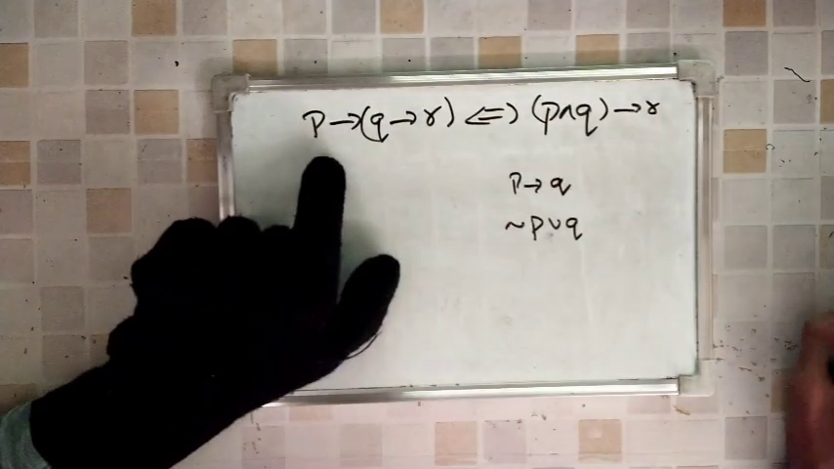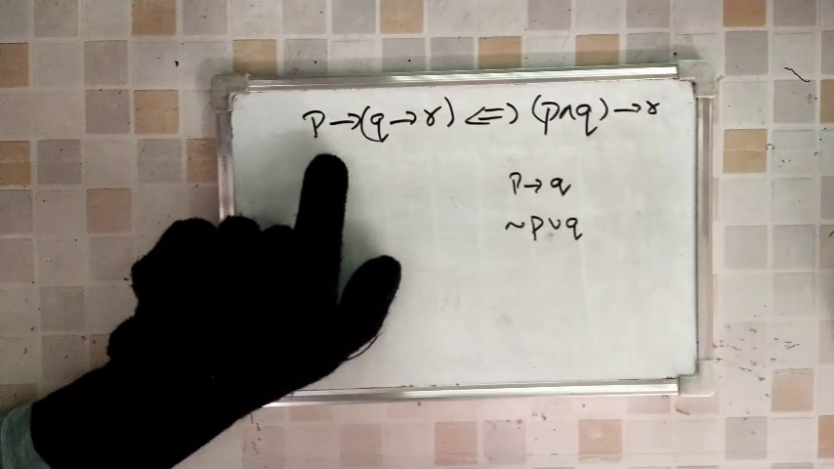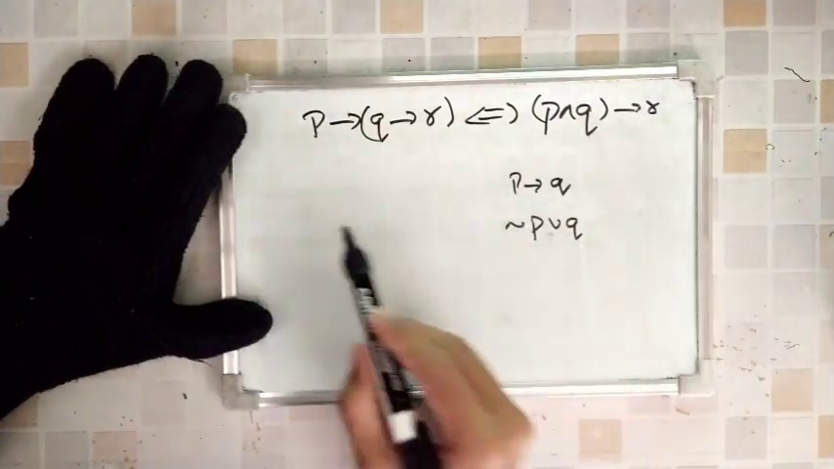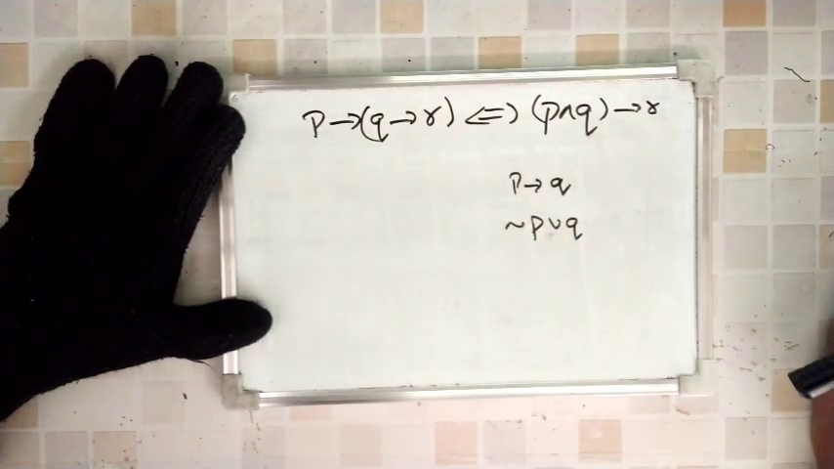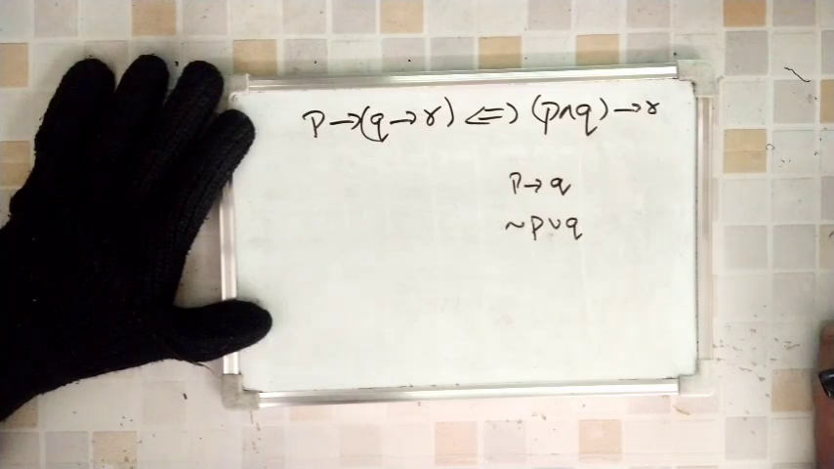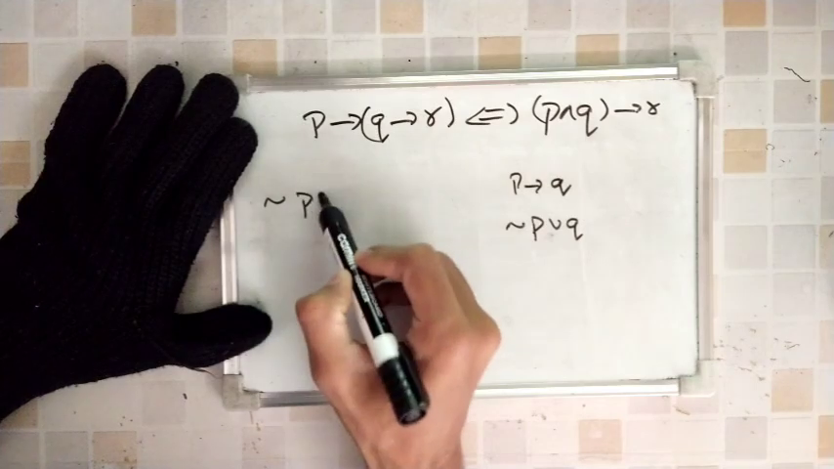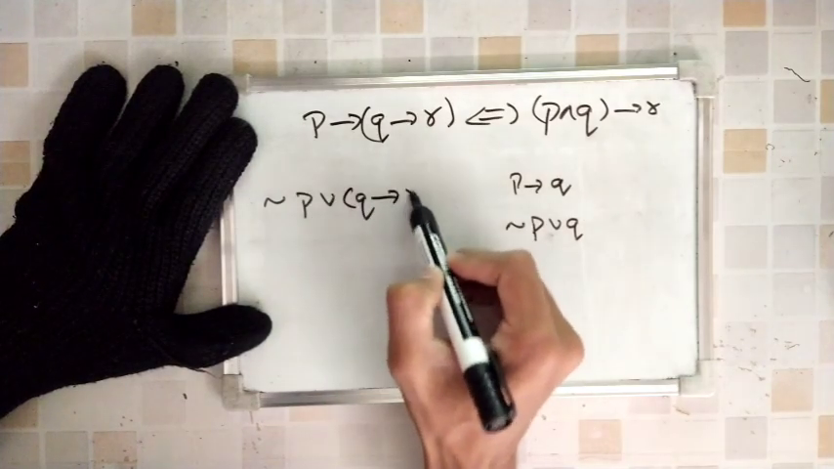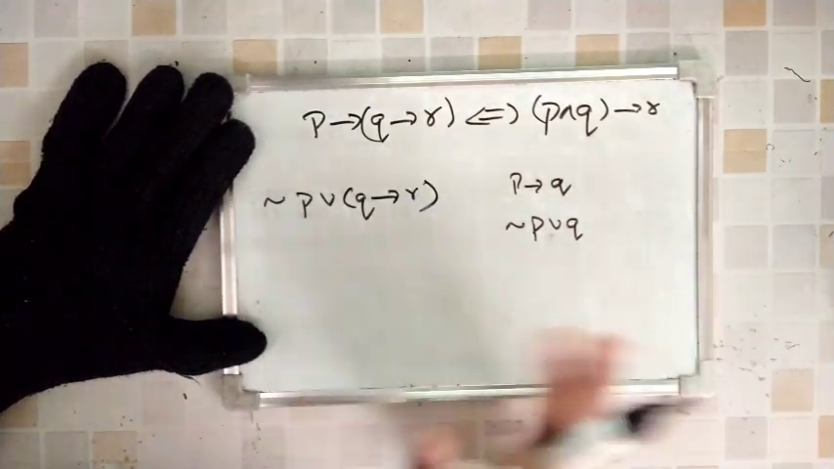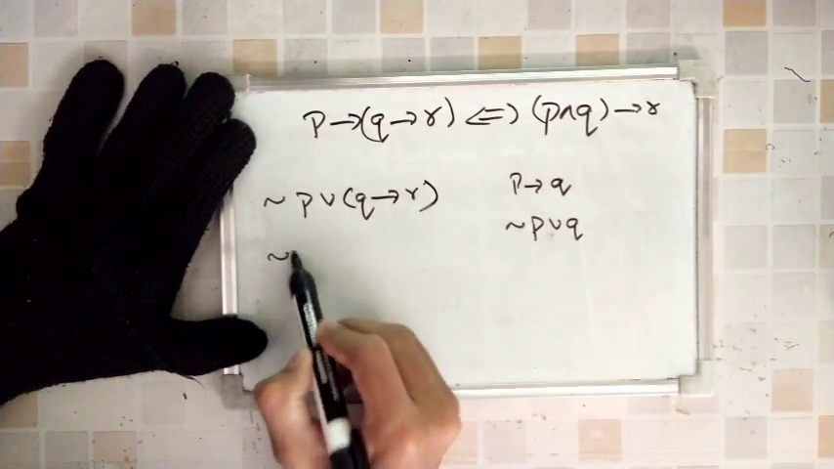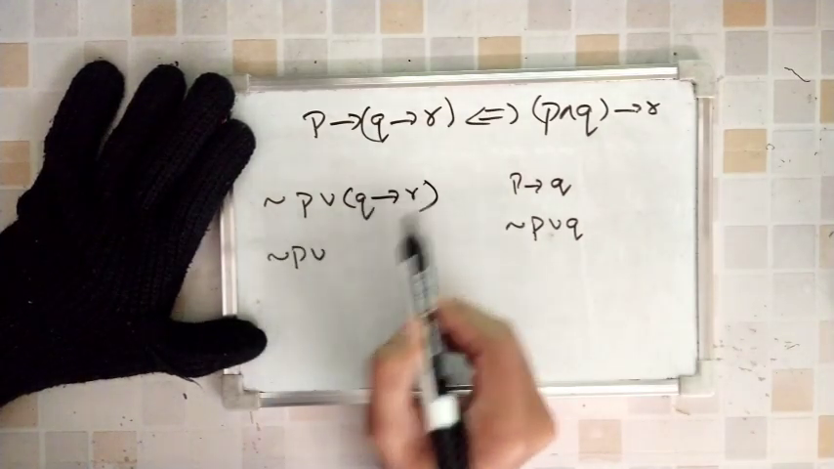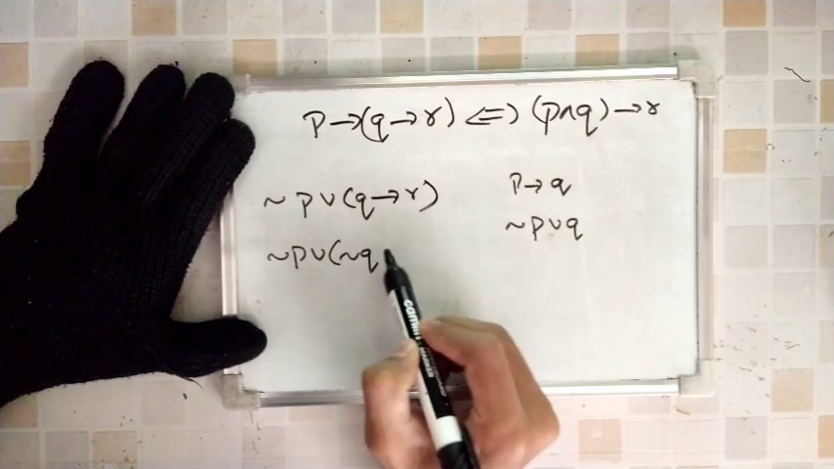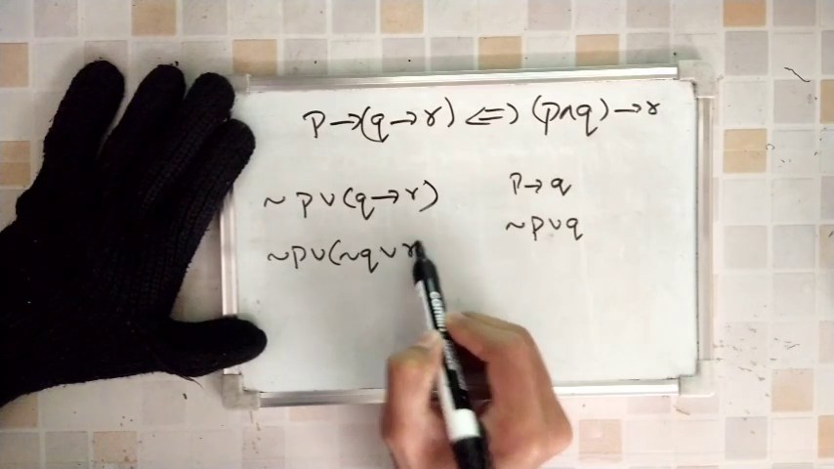So see here, I have P implies Q, right? Now I can take. Wait, let me see the question once again. I have copied it properly. P implies (Q implies R) is logically equivalent to (P and Q) implies R. Okay, negation P or (Q implies R). Okay, first thing this will happen. Then negation P as it is, or as it is. Then I'll write Q implies R.